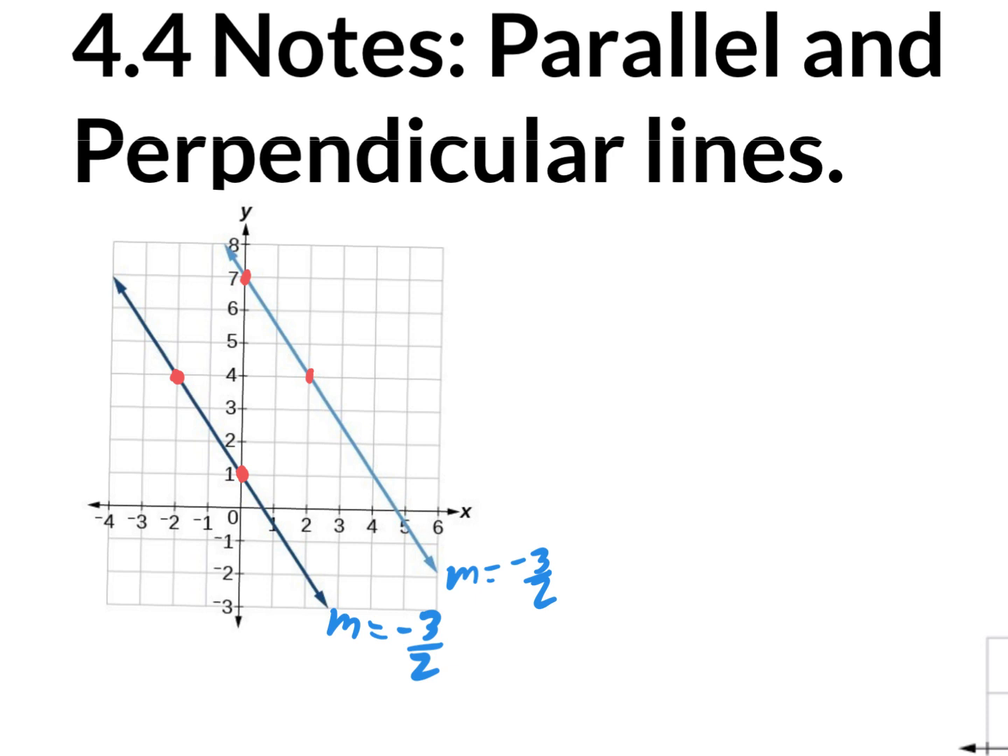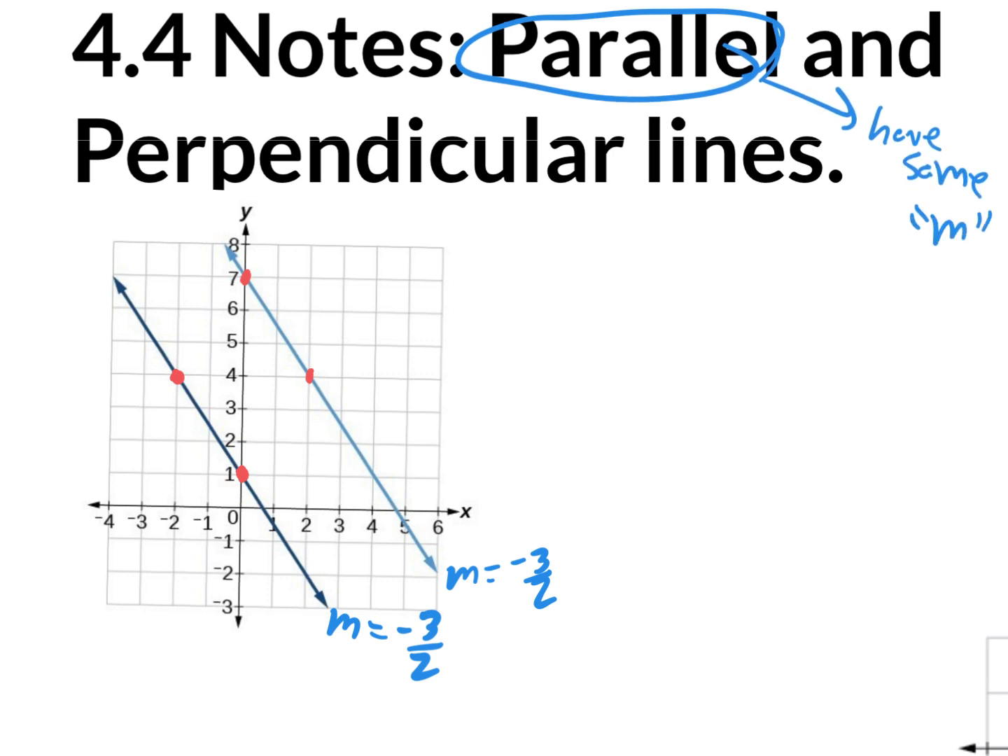So again, parallel lines do not cross. That means they're going in the same direction. That means they have the same steepness. That means they have the same exact slope. And that's one of the two things that we need to learn today: parallel lines have the same slope, the same m values, okay?